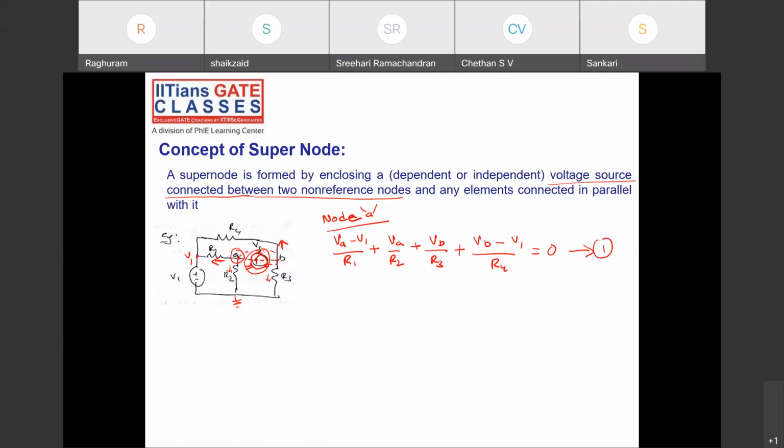What will be the other equation? Can anyone tell me? VA minus VB equal to VS. This is how it is, VS and VB. For all those who get confused, this is my VA.